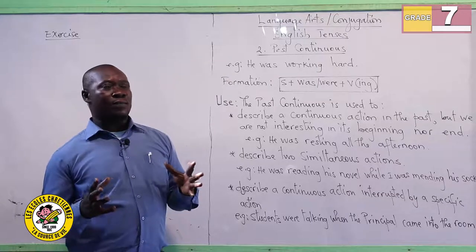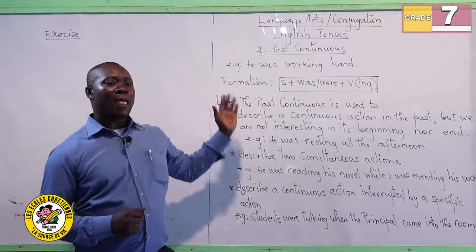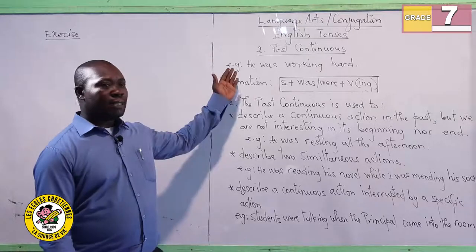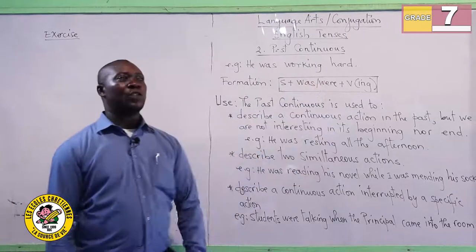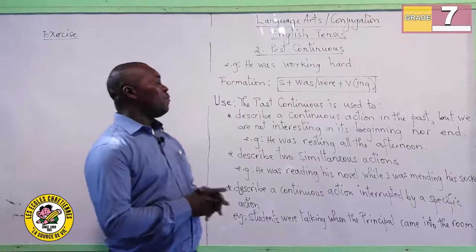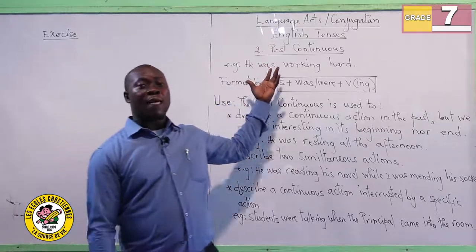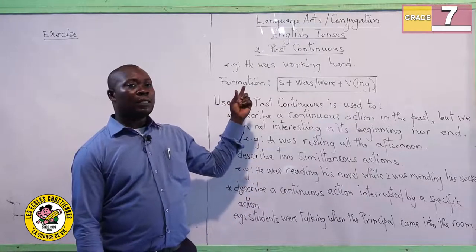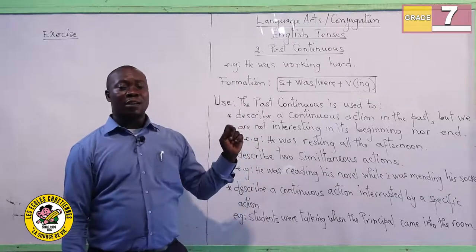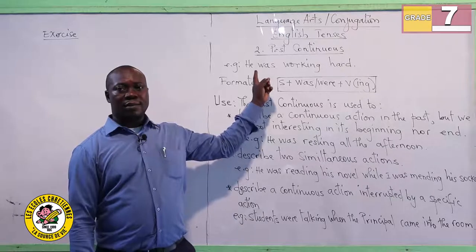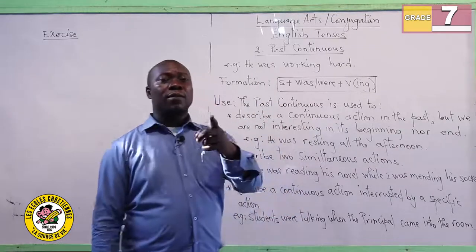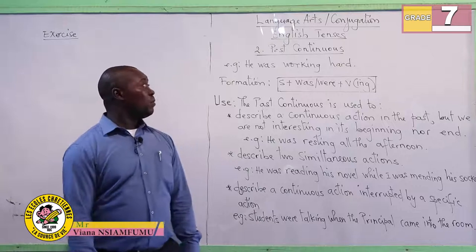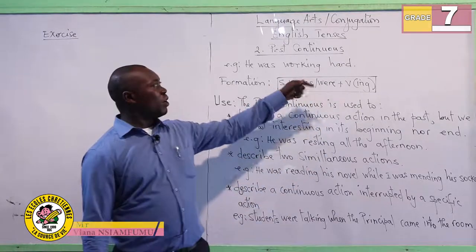And in this past continuous, as the example which is on the board here, I would like one of you to read the example which is written over there. Very good. He was working hard. If you try to analyze the sentence which is written here, he was working hard, what do you notice? What is the first element that we have there? Subject. And the following element, what is it? Was. What is was? The past of to be. And the following here, working. What is working? The main verb.